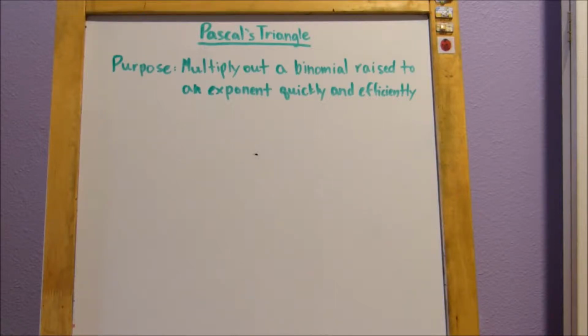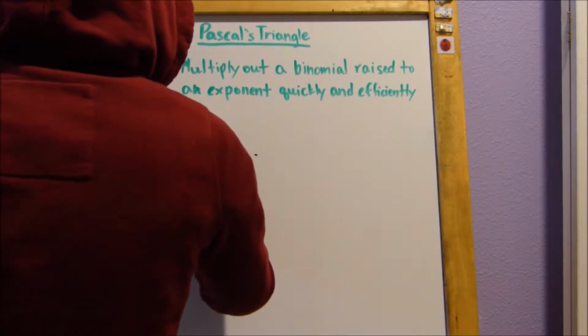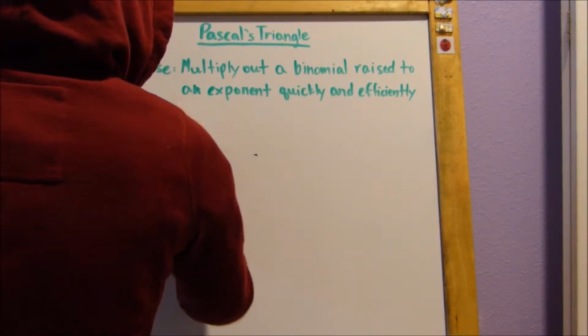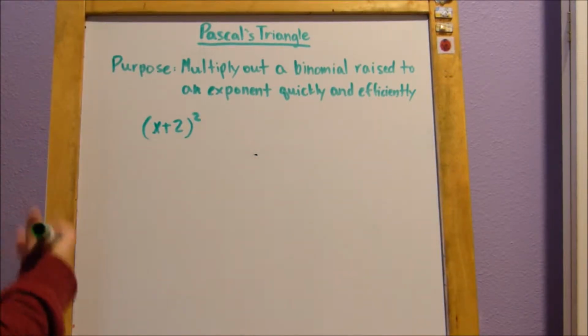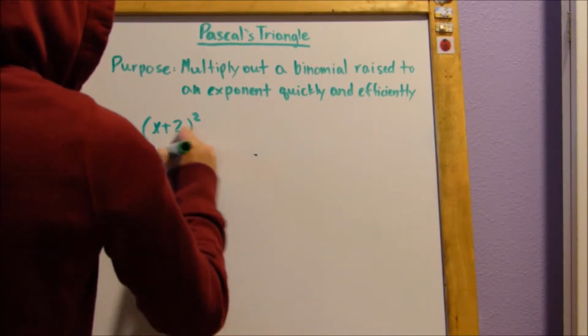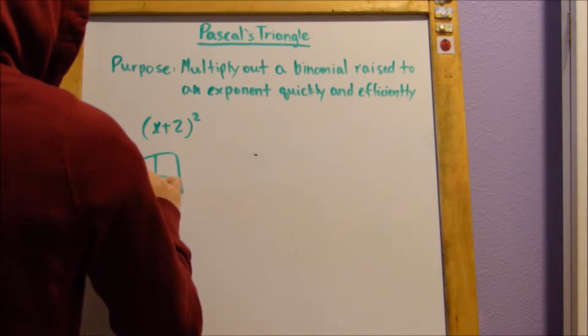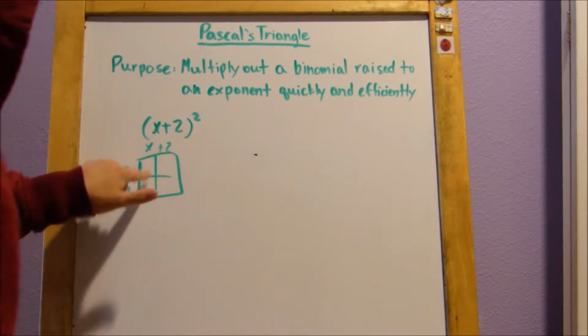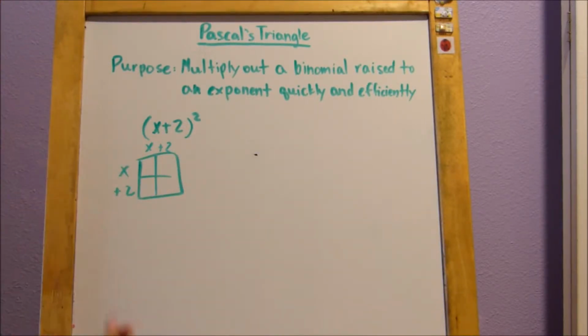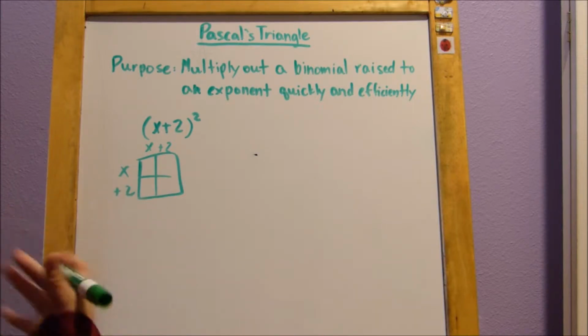Alright, so now let's talk about Pascal's triangle. The purpose of Pascal's triangle is to multiply out a binomial raised to an exponent quickly and efficiently. So let's say we have something like (x + 2) squared, right? That's pretty easy to multiply out. You just make that little box, x + 2 here, x + 2, then you multiply in the boxes. Pretty easy stuff. You don't really need Pascal's triangle for this.